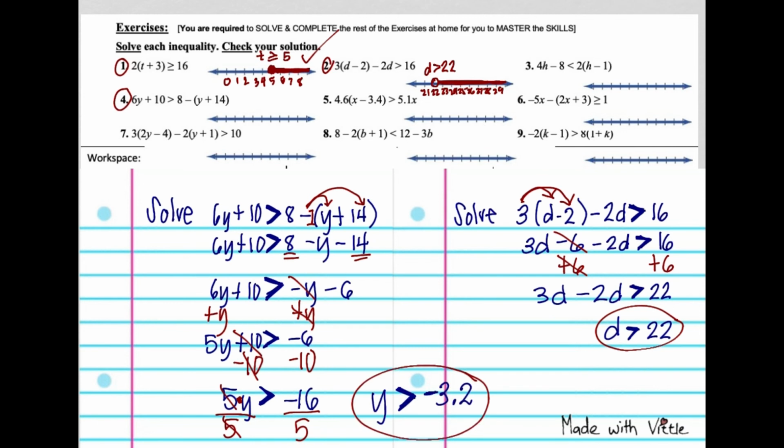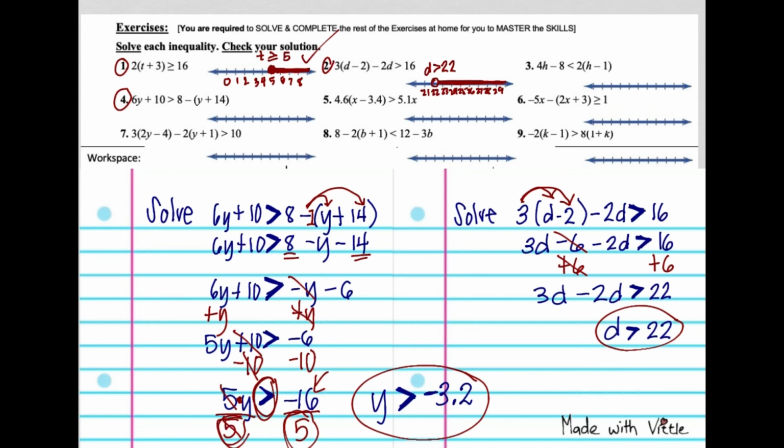Our final answer is y is greater than negative 3.2. Now there's no need to change that symbol because the number that we're trying to divide with is not negative. Although the top number is negative, it's still going to be the same symbol. It's just when the bottom number is negative, then we're going to switch that symbol around, okay? So our final answer is y is greater than negative 3.2.